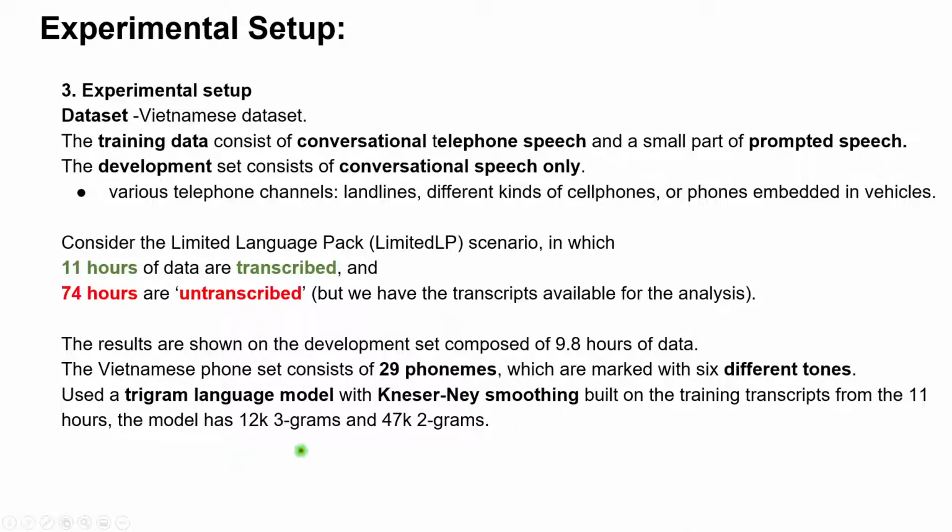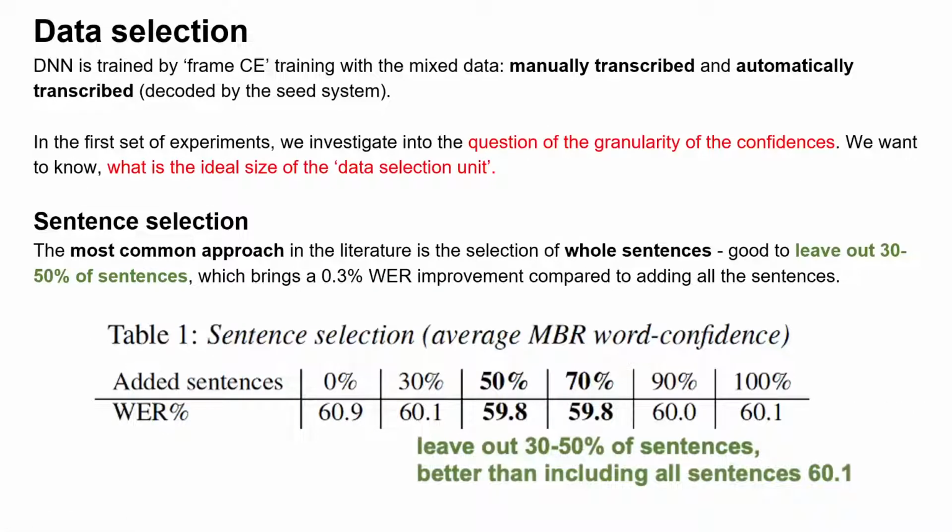And this particular model had about 12K 3-grams and 47K 2-grams. So this was important because the data was very small. Now, the interesting statistic provided here is for sentence selection. At a high level, the question you want to answer is: what is a good granularity? Is it sentence, word, or frame?